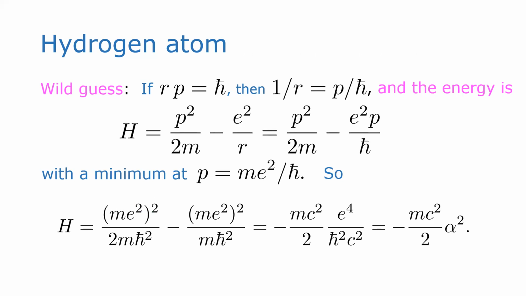You can use the uncertainty principle often to get results, or to estimate quantum mechanical energy levels and other parameters. For example, you can take a wild guess by saying that RP is H bar, and then 1 over R is P over H bar, and then you substitute for R, you get this expression, you minimize it, and you get as the energy the ground state energy of hydrogen. At least you get the exact answer in the non-relativistic theory. Alpha, of course, being the fine structure constant, roughly 1 over 137.